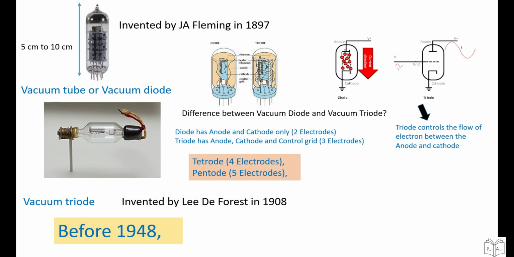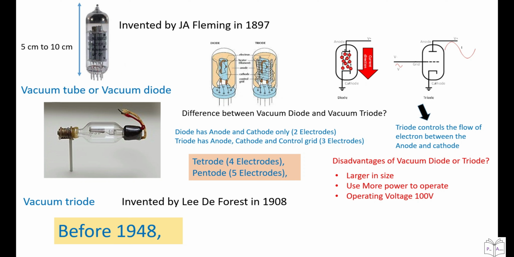Why are the vacuum diode and vacuum triode not used nowadays? Because they have many disadvantages. Number 1, larger in size. As I told you before, they are very big, with a length ranging from 5 cm to 10 cm and a diameter of 3 cm, and they use more power to operate. The operating voltage is also 100 volts, whereas semiconductors nowadays operate at 5 volts.